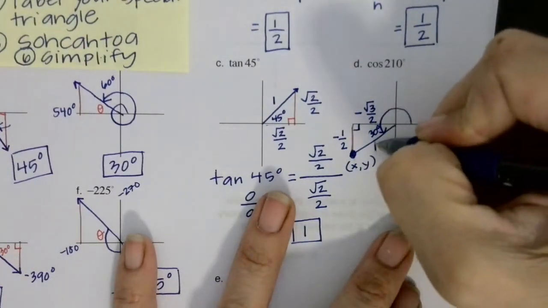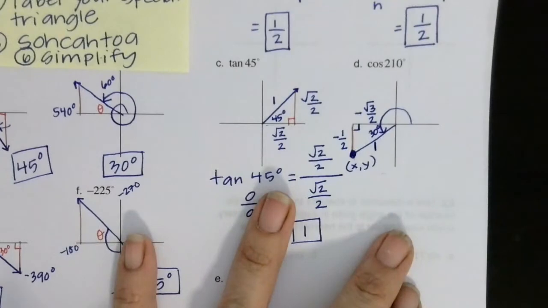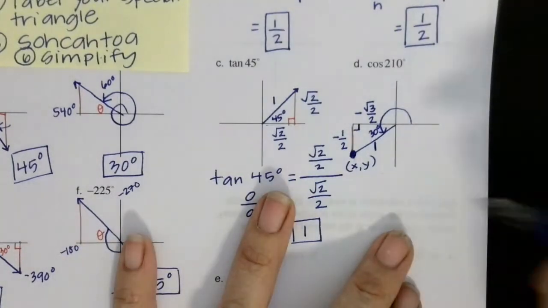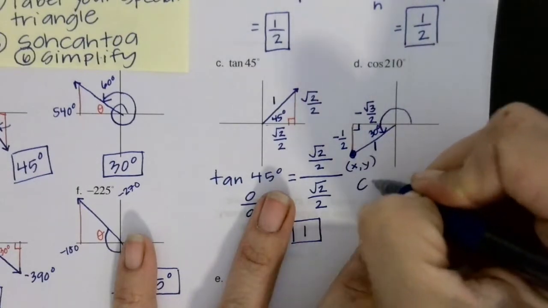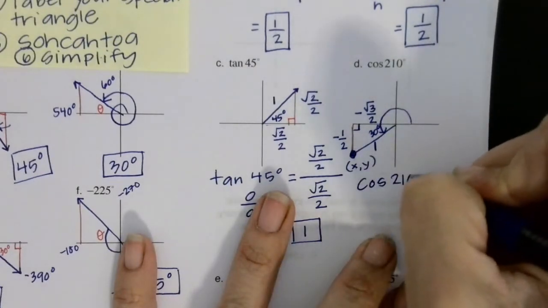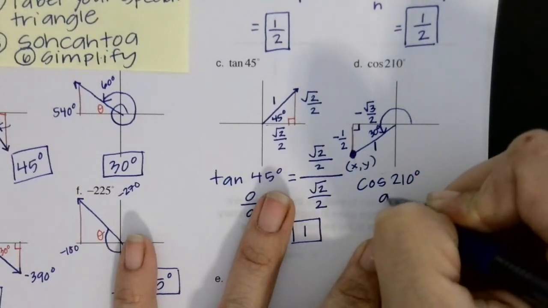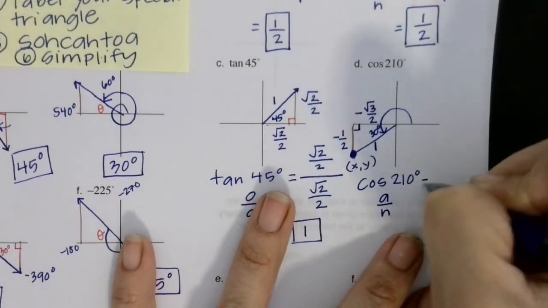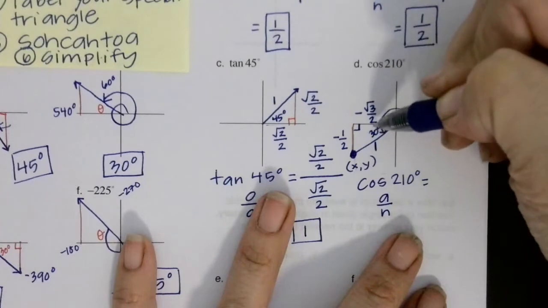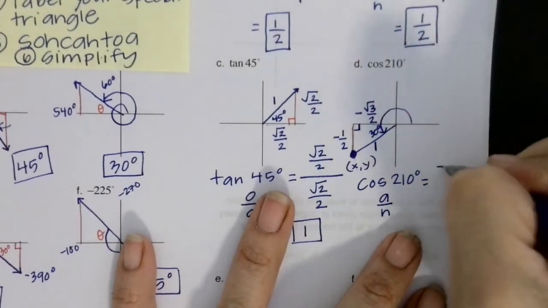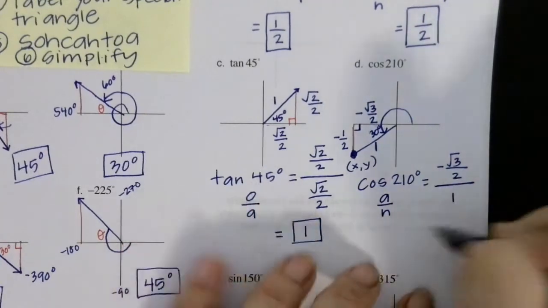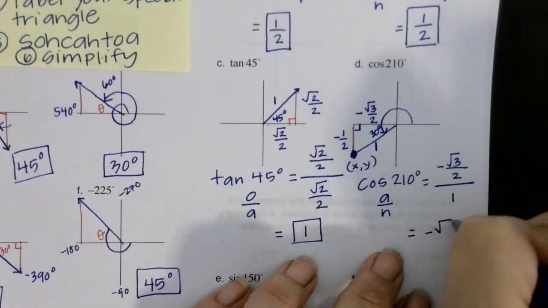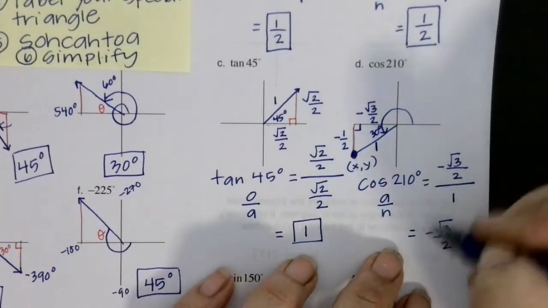And then the really cool thing is that your hypotenuse is always positive 1. So you never have to worry about that. Just the other 2 sides of the triangle. Okay, so we're dealing with cosine of 210 degrees, and that's adjacent over hypotenuse. So adjacent to that reference angle right there is negative root 3 over 2, and the hypotenuse is 1, so we get negative root 3 over 2.